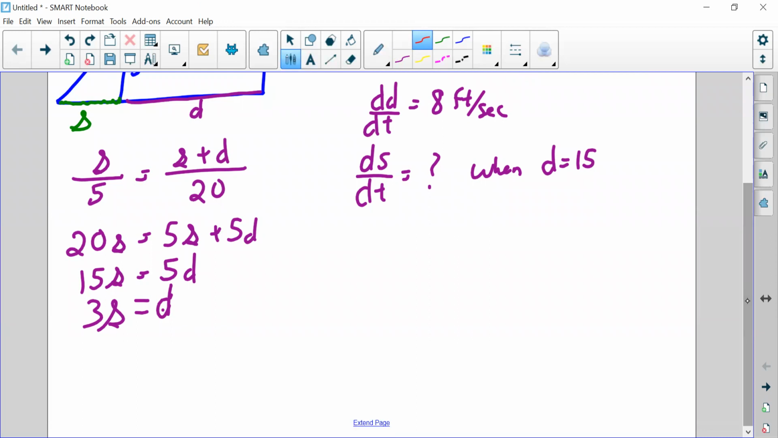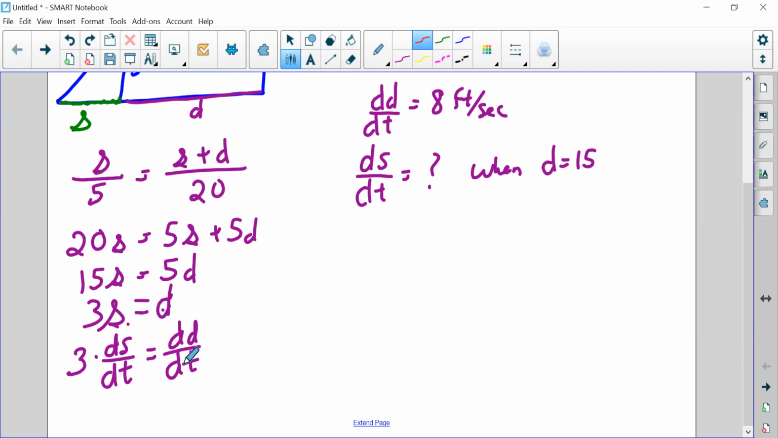Derivative. Rate of change gives us our derivative. So let's differentiate this. That's going to give us 3S, derivative is 3, but S is not our t variable, so we have to times that by ds dt, equals the derivative of d. That's 1 times dd dt. That's what we're looking at right now.